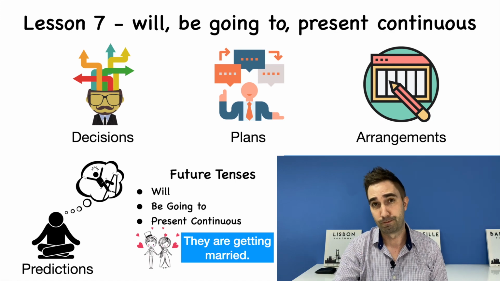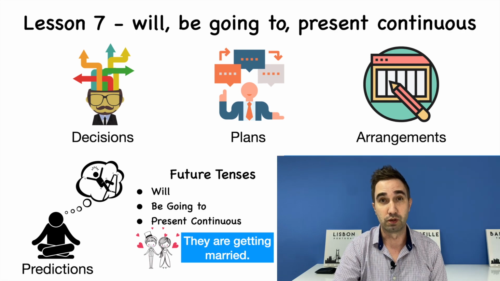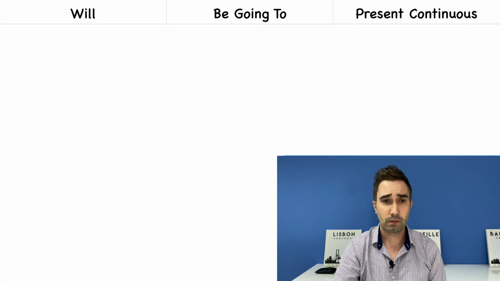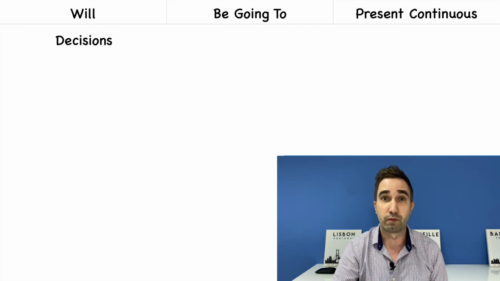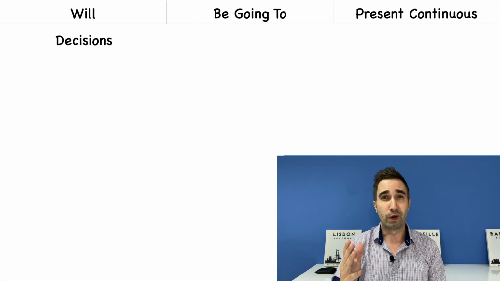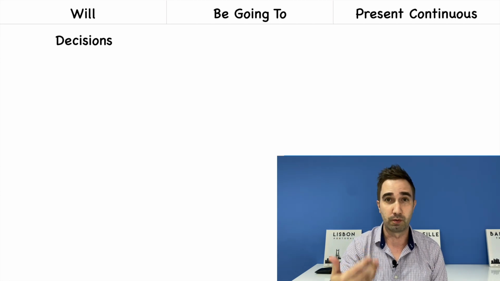All right, so look at that couple. They're getting married. That's the example we're going to use to compare these three grammar tenses. You can see along the top there, we have will, be going to, and present continuous for future. We're going to start off with will. Now this is one of the number one mistakes that our students make: they use will to talk about the future. We don't usually do that. We use will to make a decision.